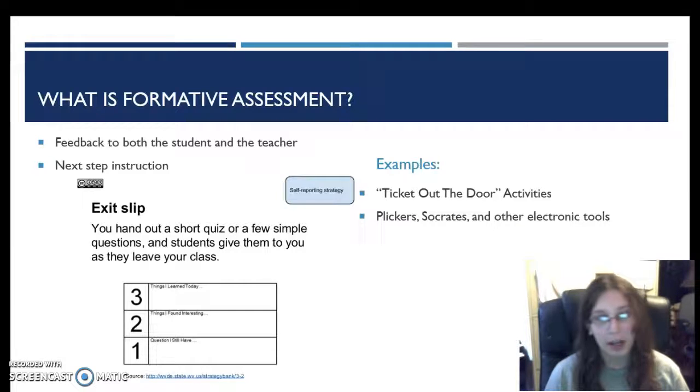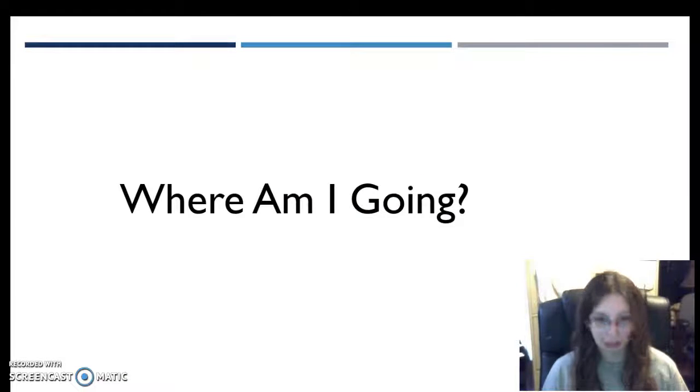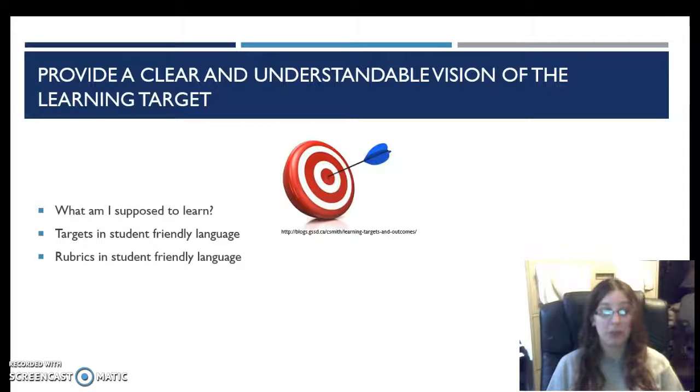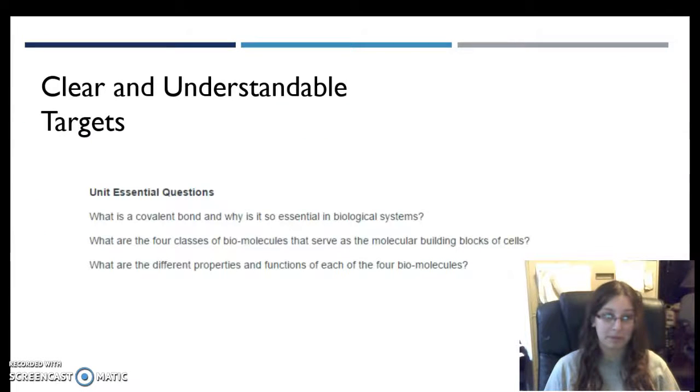So speaking of, students and teachers look at where they are going. For teachers, they've set up clear and understandable targets that their students should focus on hitting. These targets should be in student-friendly language, and it looks at what we want our students to learn. Rubrics should also be in student-friendly language for projects. We can't expect our students to do well on projects if they don't understand what we want from them.